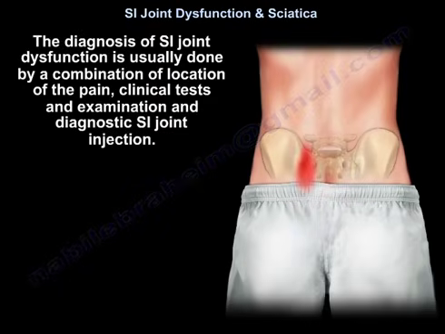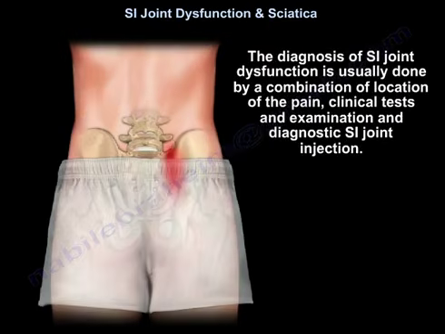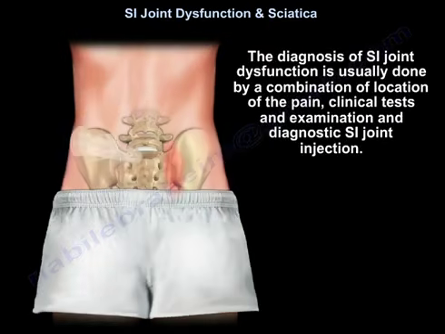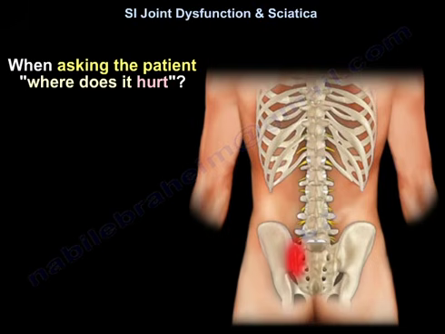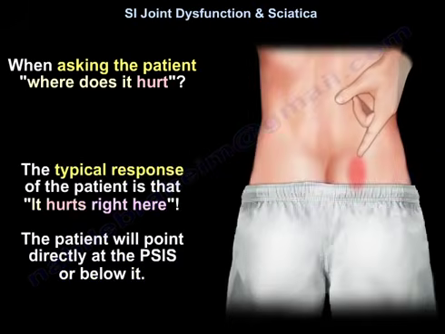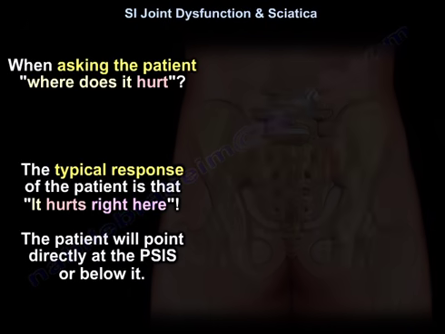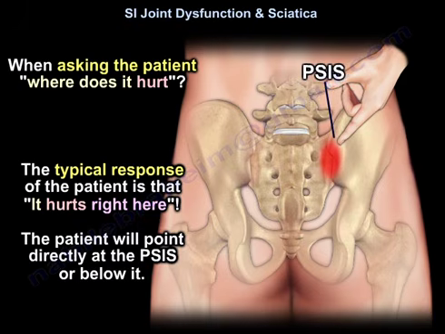The diagnosis is usually done by a combination of location of the pain, clinical tests and examination, and diagnostic SI joint injection. With asking the patient where does it hurt, the typical response of the patient is right here, and the patient will point directly at the posterior superior iliac spine or below it.